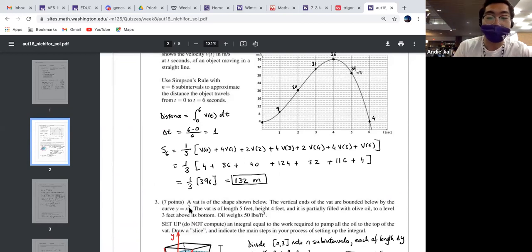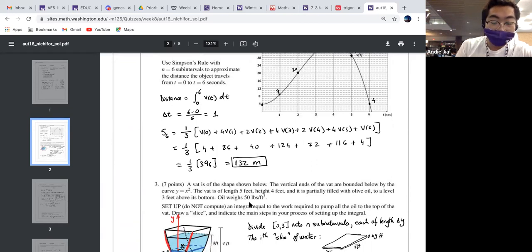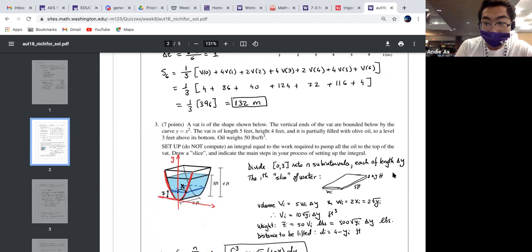So this is in terms of x. Now we are going to write the function in terms of y. So x equals y to the 1/2. So x is going to be equal to the square root of y. So this is the function that is the curve of this. Here's one slice of x, and what you have here is delta y.